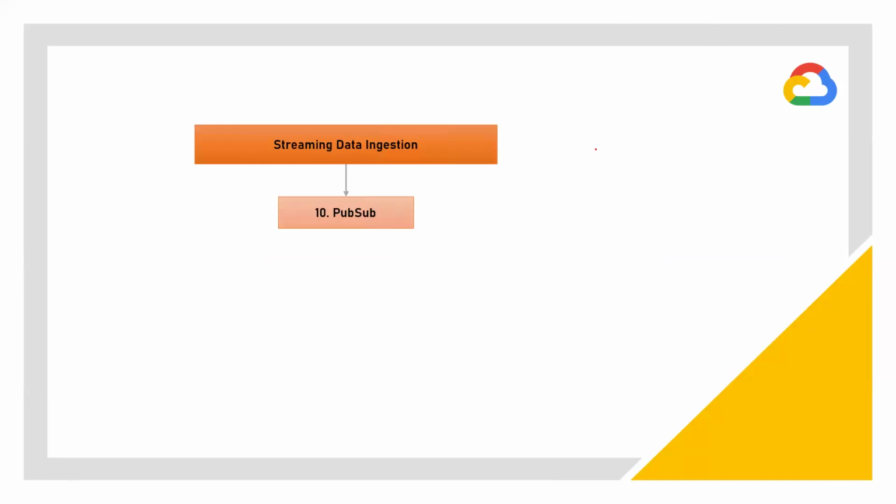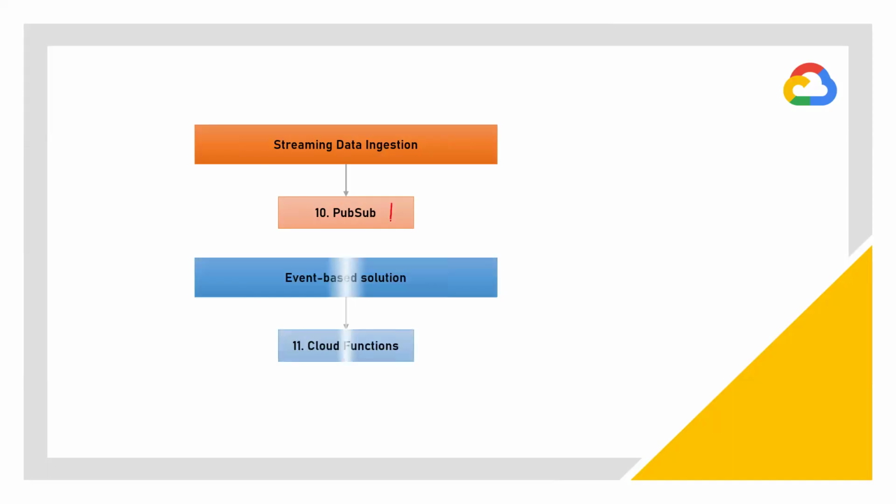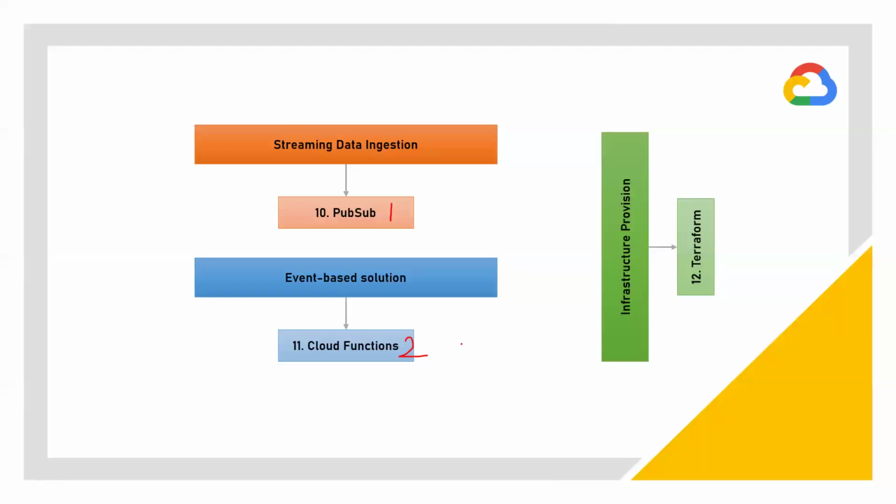And for streaming data ingestion, we are going to learn about Pub/Sub. That is one. Event-based solutions, that is Cloud Functions, 2. And Terraform, a complementary topic, that is 3. So here there are 3 topics.